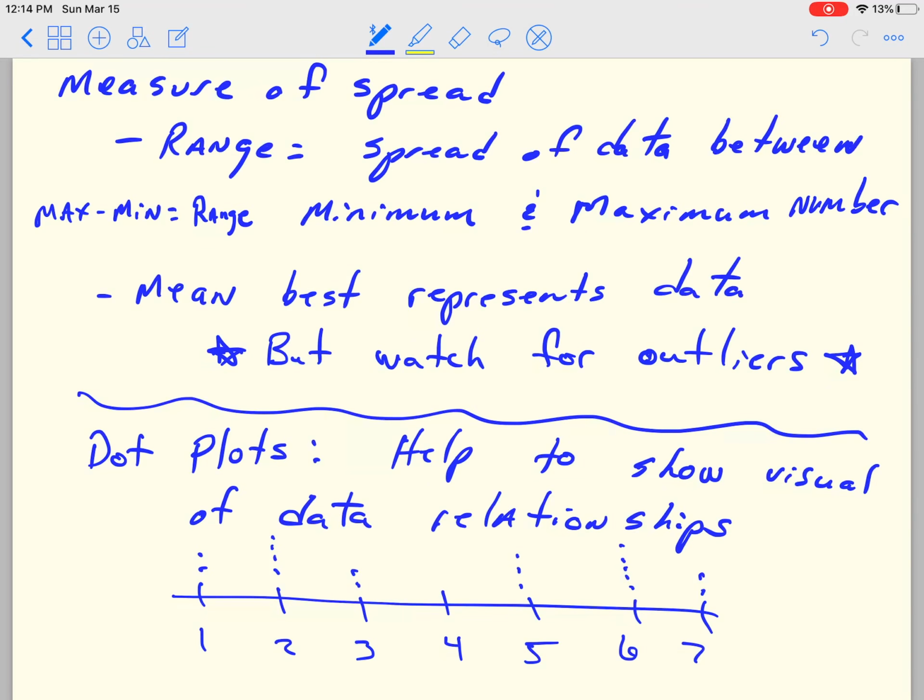Lastly, we've got dot plots. Remember, dot plots are a way to show data visually. It helps you to quickly pick out mean, median, and mode.